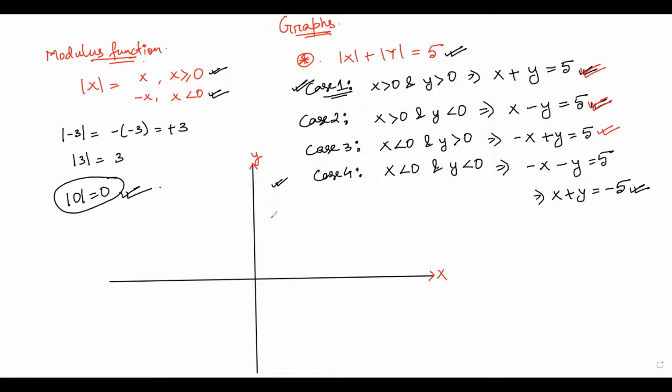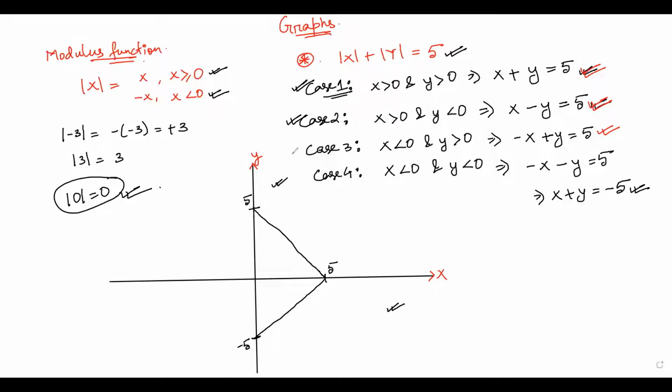So if we plot x plus y equal to 5, we'd be getting this line where the x-intercept would be of 5 units and the y-intercept will also be of 5 units. In a similar way, for case 2, we have x greater than 0 and y less than 0, that is in the fourth quadrant. And the line here is given by x minus y equal to 5. And when we draw this line, we'd be getting this line where the x-intercept would be of 5 units and the y-intercept would be of minus 5 units.